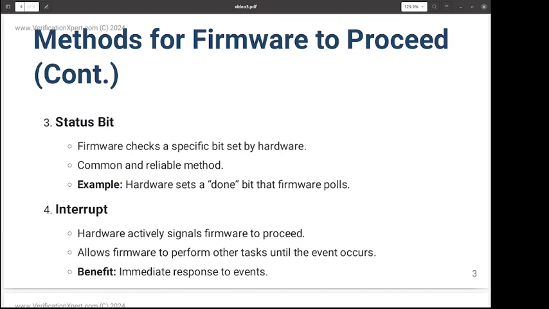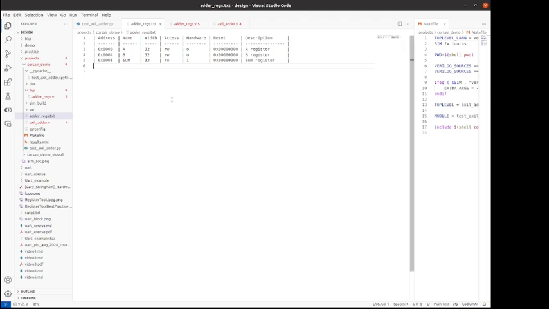Let us continue the previous example, the AXI-Lite register, AXI-Lite adder design, where we are going to use the status bit. Earlier, this is our register definitions, the register map, where we have A and B as the input operands, and sum is the result.